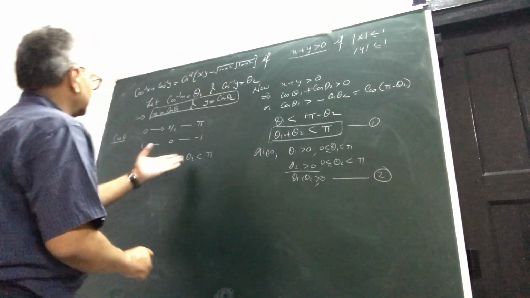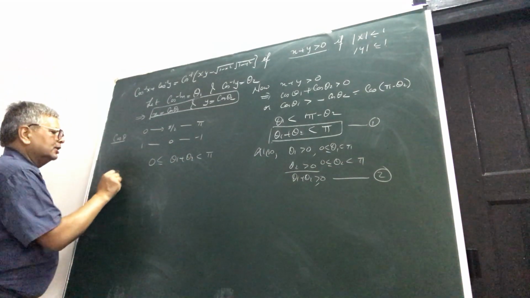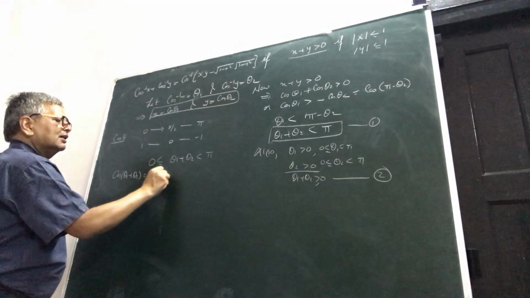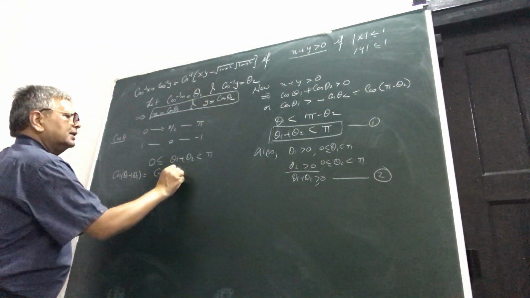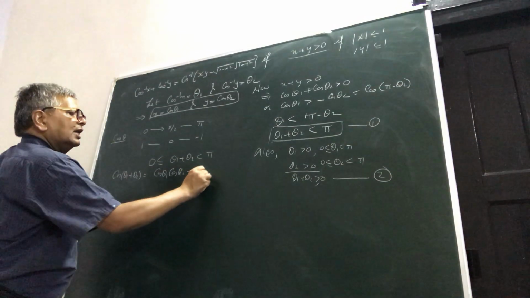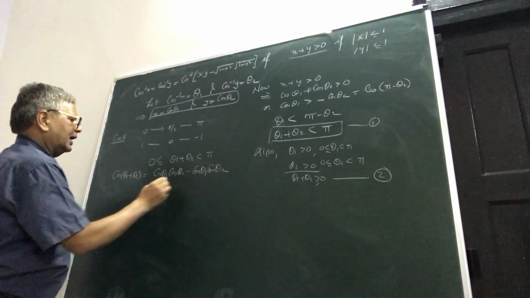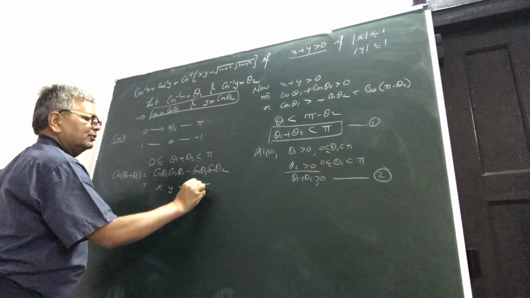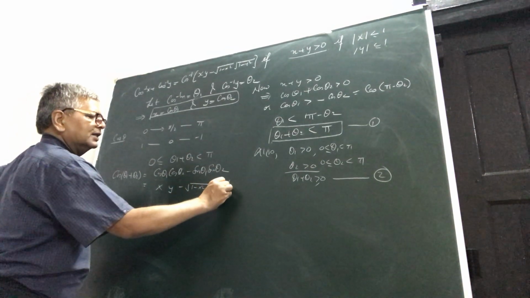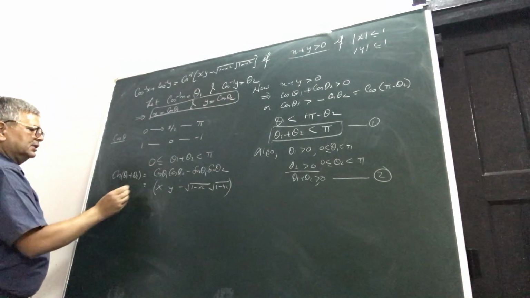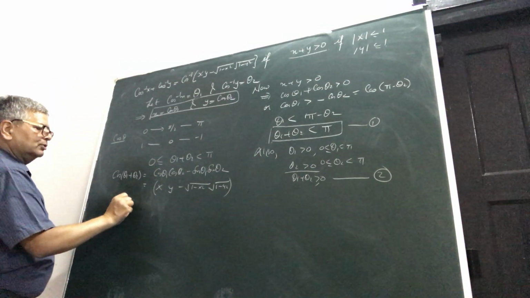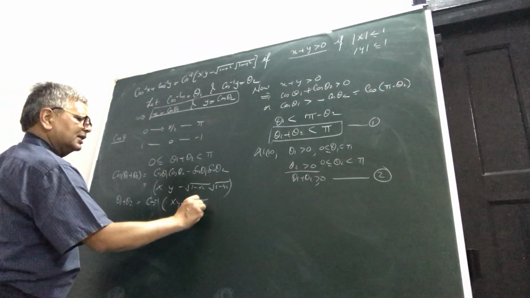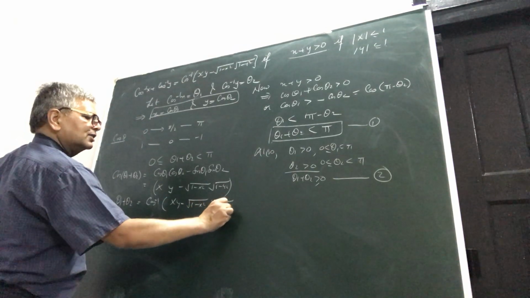So once I get it, I am in my principal branch. So what can I write? Cos of theta 1 plus theta 2 is equal to cos theta 1 cos theta 2 minus sin theta 1 sin theta 2, which is equal to cos theta 1 is x, this is y, minus under root 1 minus x square, under root 1 minus y square. Take the inverse here, so what you will get? Theta 1 plus theta 2 is equal to cos inverse of xy minus under root 1 minus x square times 1 minus y square, and you get the result.